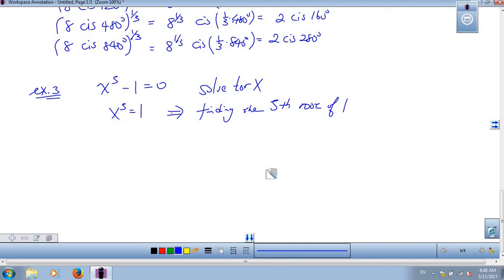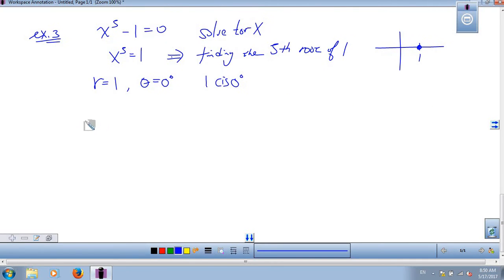So what this means is we are finding the 5th root of 1. Now, 1 is in rectangular form. What does 1 look like in polar form? If I graph it, 1 is right here, so the radius is just 1. And the angle is 0 degrees. So this number can be represented as 1 CIS 0 degrees.